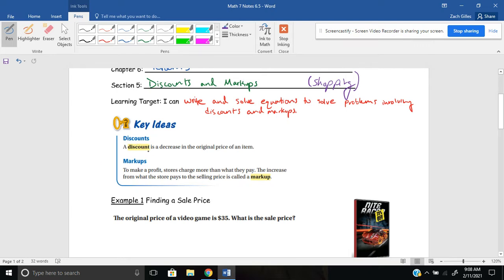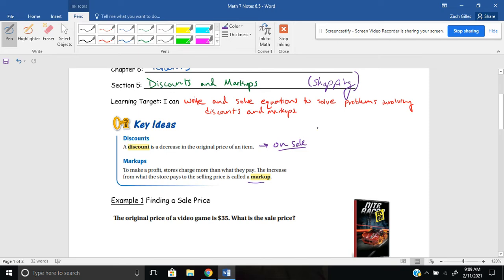A discount is a decrease in the original price of an item. So a lot of times we're thinking about when things are on sale. Okay, they are discounted or cheaper than the original price. And then a markup. Markups are when a store charges more money than what they pay. The increase from what the store pays to the selling price is called a markup.